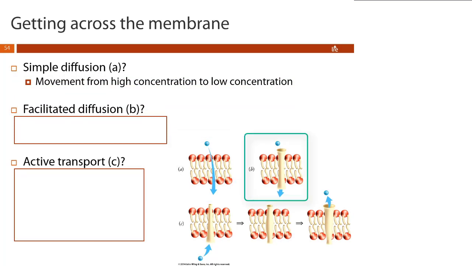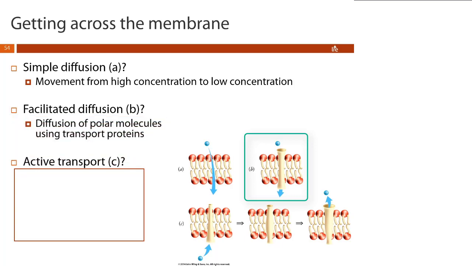So facilitated diffusion is going to be similar. This is going to be movement from high concentration to low concentration. So it is thermodynamically favorable, but it's involving polar molecules that otherwise could not get across the cell membrane. So how do we get them across? We use what we call a transport protein. And we're going to talk more about that when we get into protein function after our next exam.